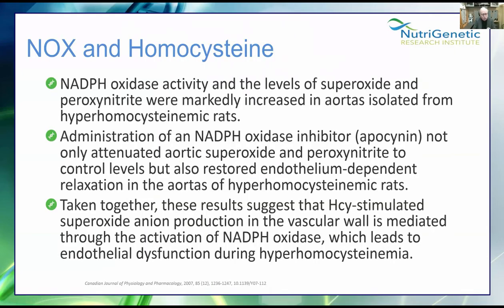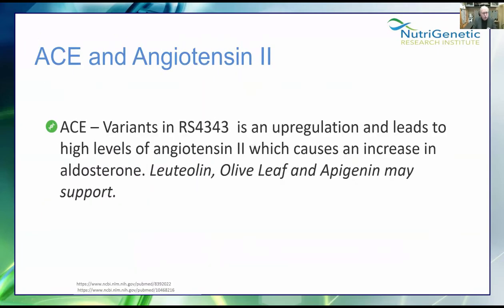All right, let's take a look. I'm not going to read all these. You can download the slides, but the bottom line here is that homocysteine is one of the stimulants to the NOX enzyme. So bottom line, homocysteine-stimulated superoxide in the vascular wall is mediated through the activation of NADPH oxidase, which leads to endothelial dysfunction. So that's why the higher the homocysteine, the sicker you are from all causes. I'm not going to say this is the only mechanism that homocysteine can be damaging, but certainly it is one of them. The ACE, angiotensin converting enzyme.